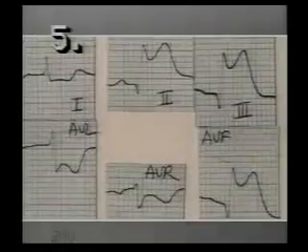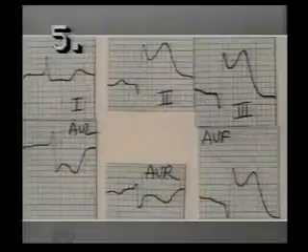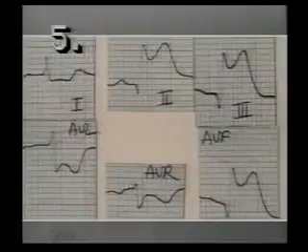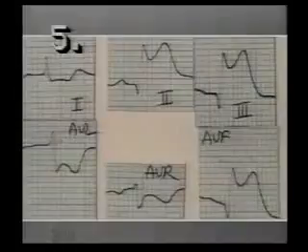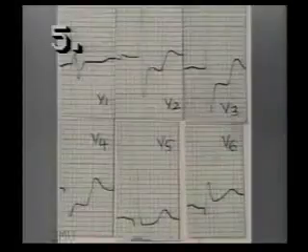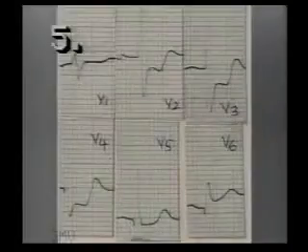In this ECG, study the ST segments. In 2, 3 and AVF, there is ST elevation of 5 millimeters. The T waves are upright. Leads 1 and AVL show reciprocal ST depression. So this is a fresh inferior wall infarct. Now let us see the chest leads. There is reciprocal ST depression in V2, V3, V4 and V5. So this is an extensive infarct.